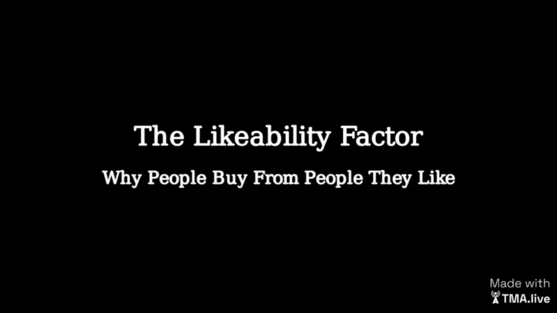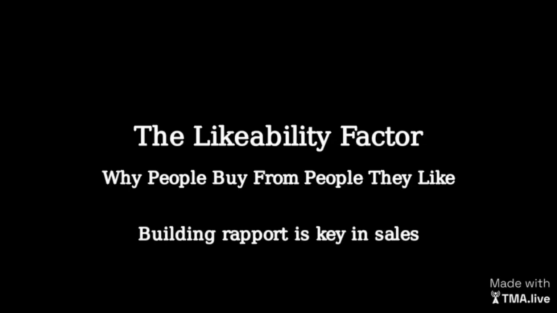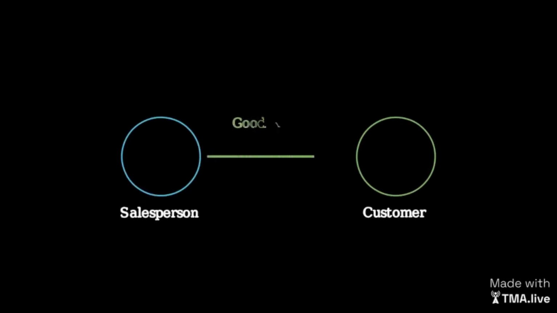The likability factor is crucial in sales. People are more likely to buy from someone they like. Building rapport is essential to establishing that connection. Think of a sales interaction as a connection between two people. A solid connection is illustrated by the green arrow, showing good rapport. Conversely, a poor connection is shown by the faded red arrow, indicating bad rapport.